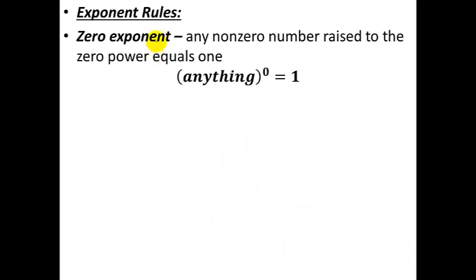Okay, zero exponent rule. Any non-zero number raised to the 0 power equals 1. As long as the part in here itself is not 0, then this rule applies. And you don't have to worry about how complicated the stuff inside is. As long as you see a 0 exponent, you know the answer is going to be 1. A lot of students ask, why is this the case?